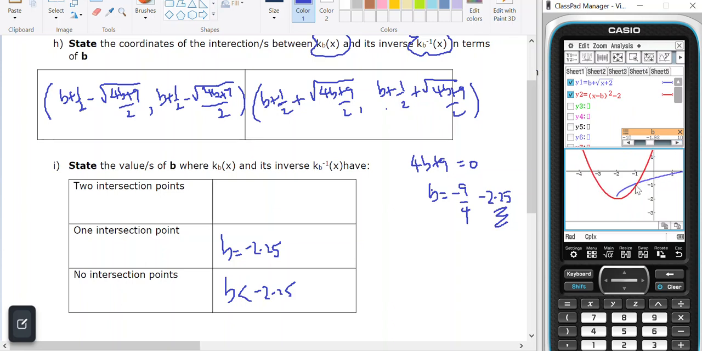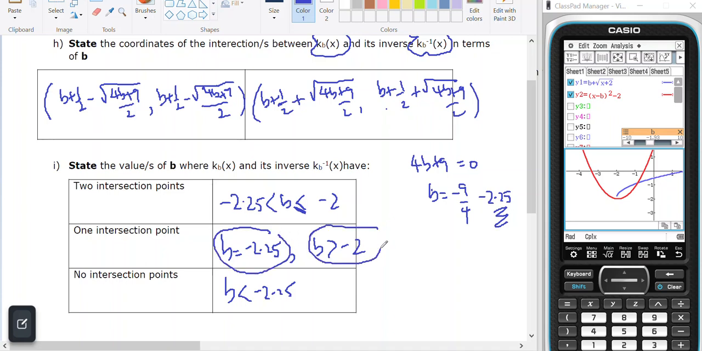So remember, I'm only looking at this right-hand side of the parabola. So for 1 intersection point, it's at that, and also when b is bigger than negative 2. But when it's between negative 2 and negative 2.25, that's when b gives me 2 intersection points, and I have to include negative 2. So be really, really careful that I get 1 when it's bigger than negative 2.